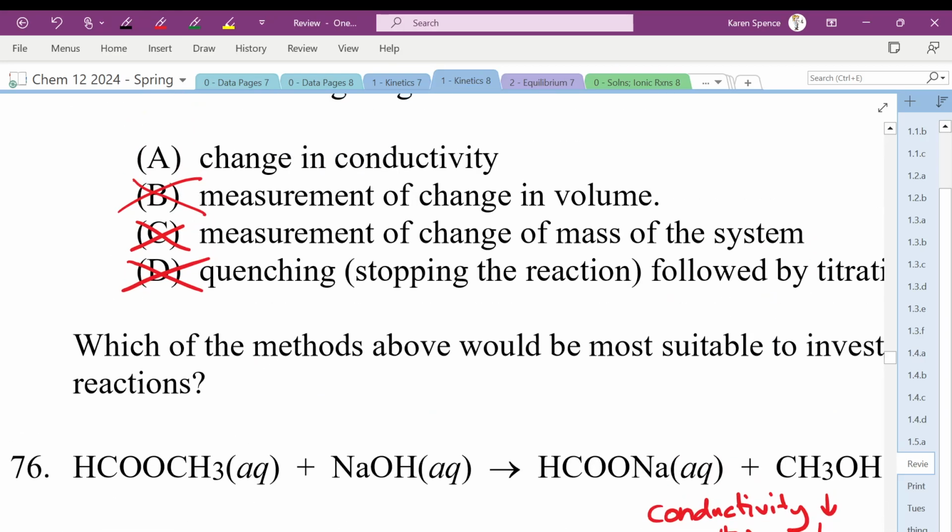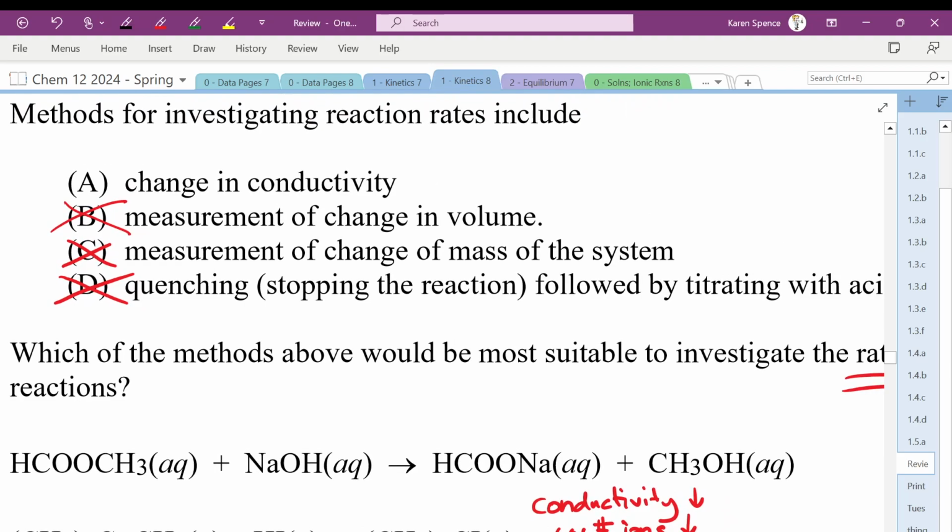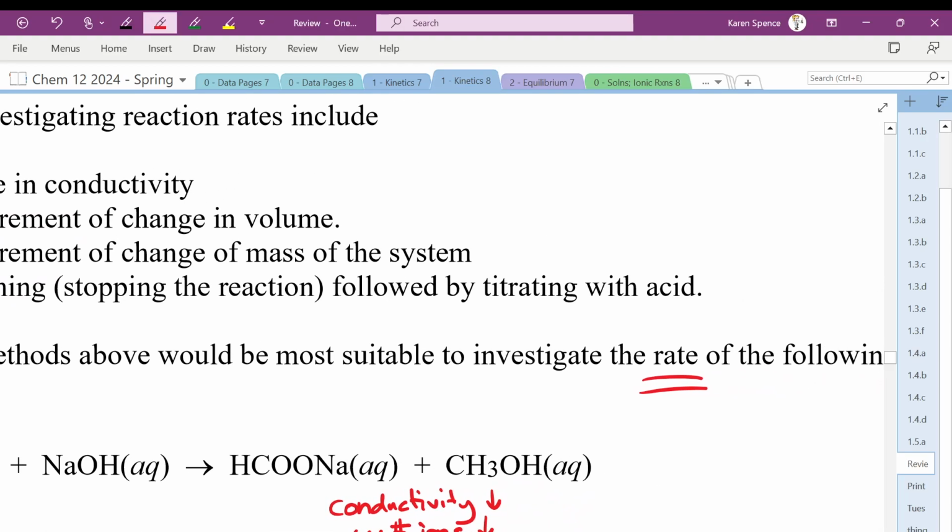Oh, quenching, stopping the reaction. Okay, so stopping the reaction just means you add a chemical to stop it. And then titrating with an acid. We did a titration last year. Do you remember? Drippy, drippy, swirly, swirly.